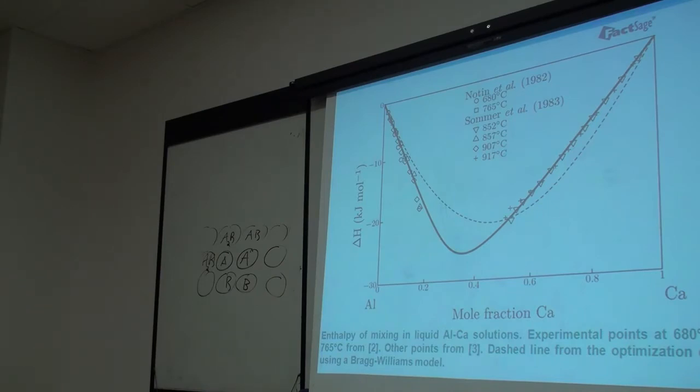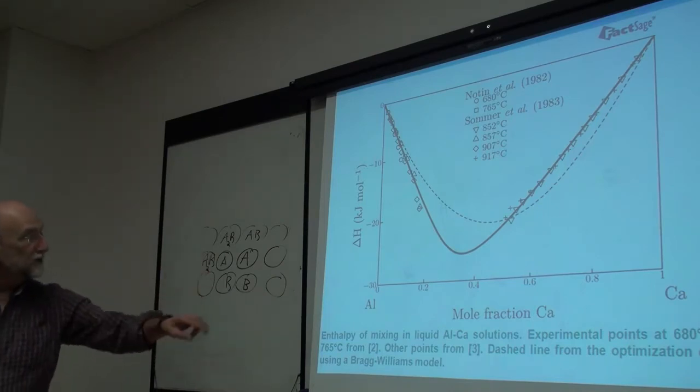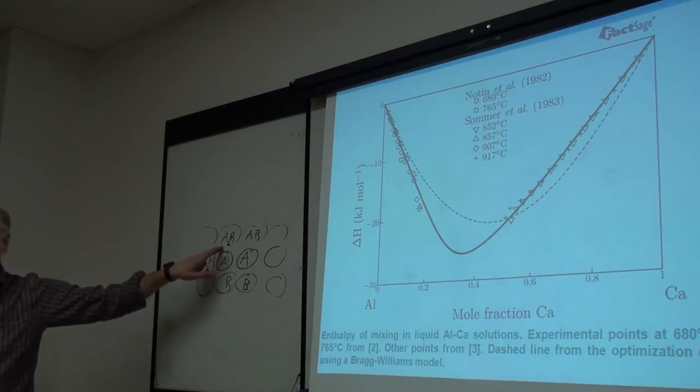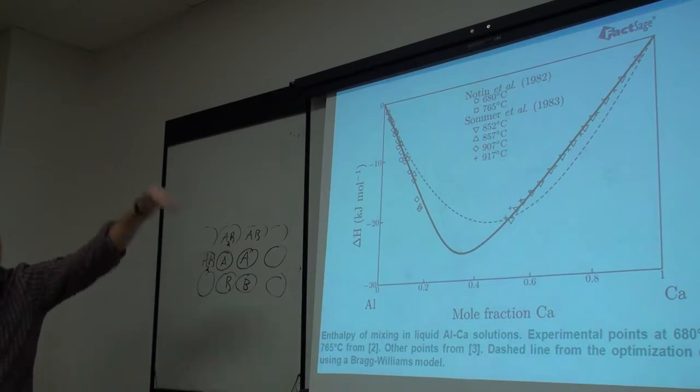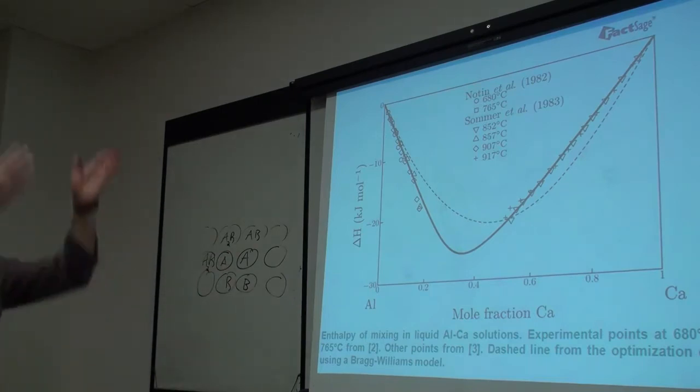Now, I don't believe this represents physical reality. In the aluminum calcium system, you don't have Al2Ca molecules. That's not what's happening. But if you did make this assumption, you would get quite a nice representation of the heat, because it will still give you the straight lines.